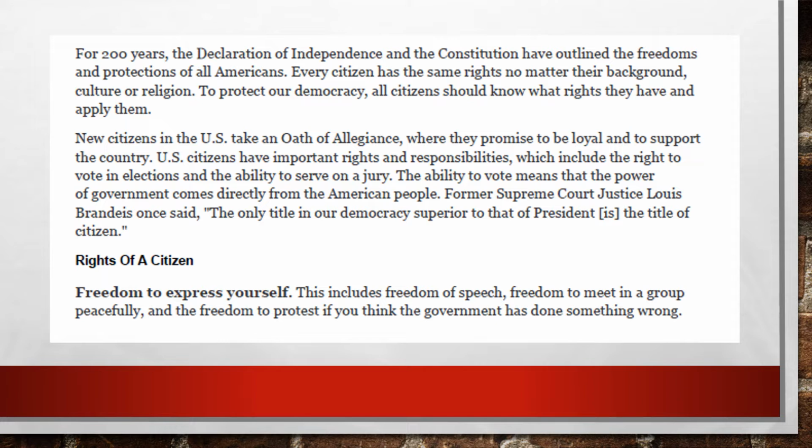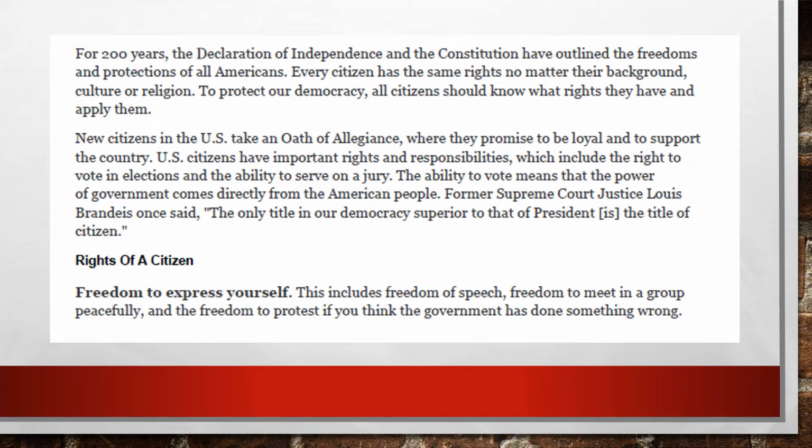For 200 years, the Declaration of Independence and the Constitution have outlined the freedoms and protections of all Americans. Every citizen has the same right no matter their background, culture, or religion. To protect our democracy, all citizens should know what rights they have and apply them.